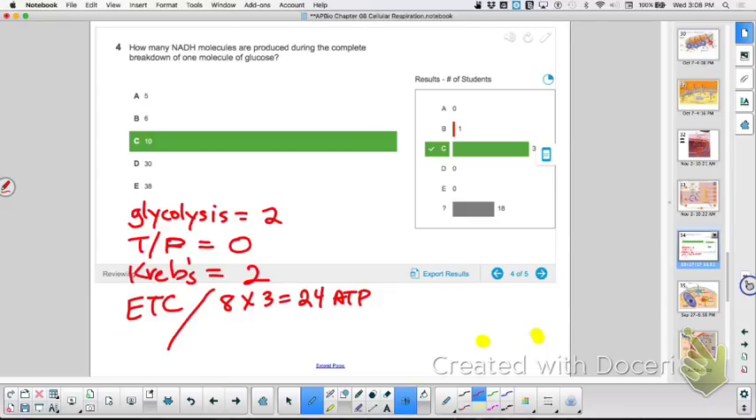2. So 2 times what? This is NAD. This is FAD. 2 times what? 2 is 4 ATP. Then we have the 2 NADs from glycolysis, right? So that's 2 times either 2 or 3. So that will either get us 4 or 6.